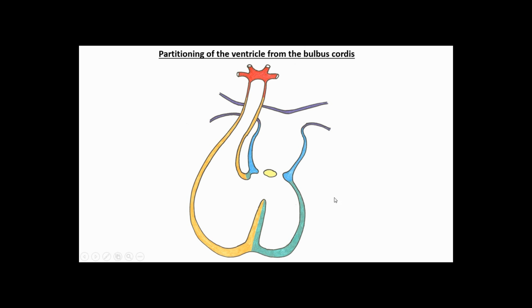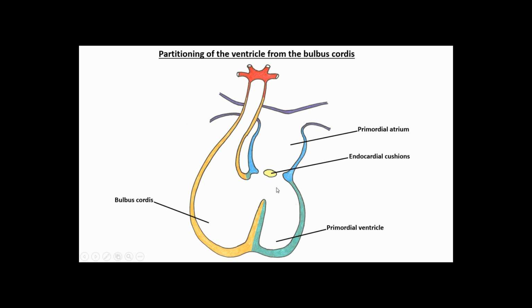Okay, now that we've seen how the endocardial cushions are involved in separating the atrioventricular canal into a right and a left side, let's look at a few other aspects of heart development and how they're involved. First off, we have the primordial atrium here in blue and the primordial ventricle in green. In orange, we've got the bulbous cordus, and here in yellow are our endocardial cushions. And you can see that this is separated into a left and a right atrioventricular canal, which are associating with the primordial ventricle and bulbous cordus.